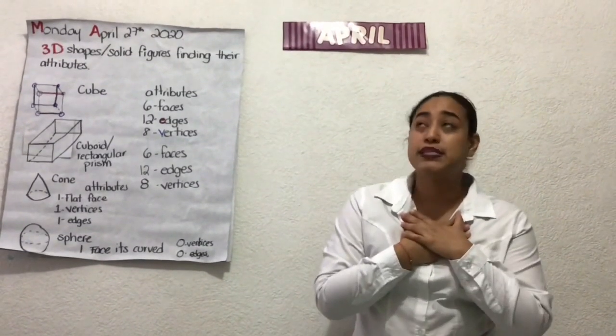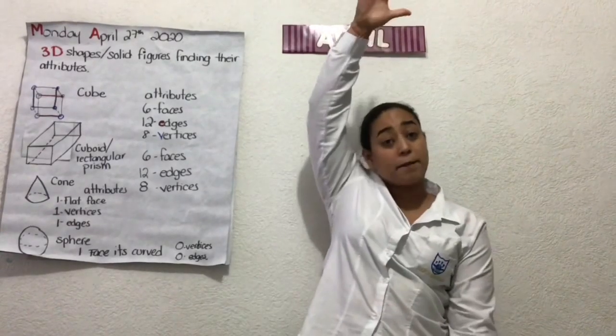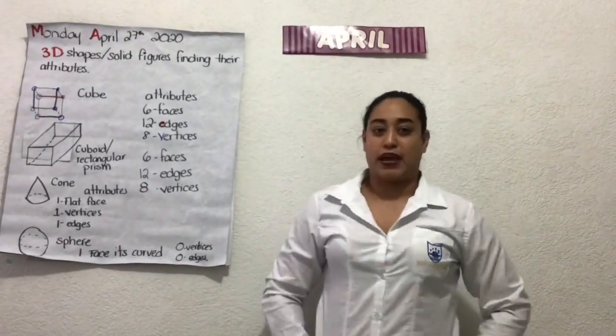For me, a prism is where I live. I live in a house that has the shape of a prism. So for me, it would be my house. I would point to my house, okay?